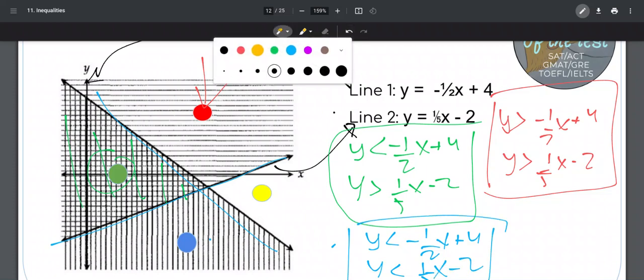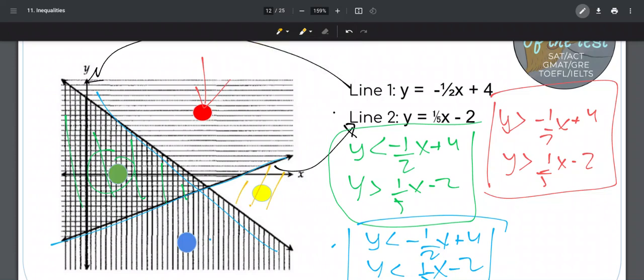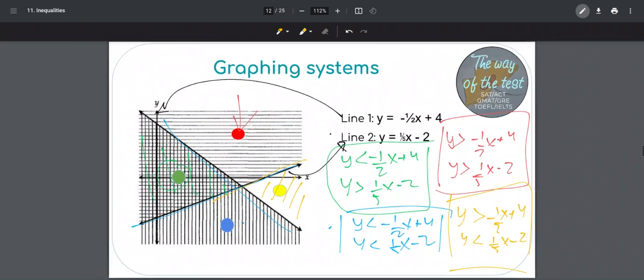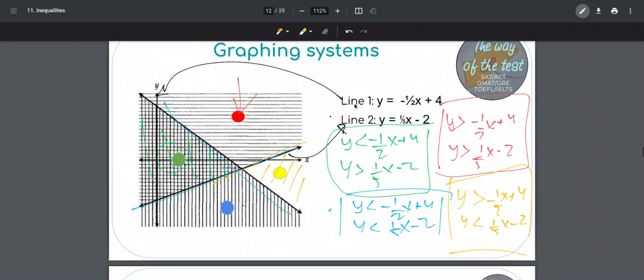And finally, this yellow region here is above line 1 but below line 2. So it's above line 1, right? So more than negative 1 half x plus 4, but below line 2. So less than 1/5 x minus 2. Okay, pause the video right here, copy if you have to copy, and we are going to move on.